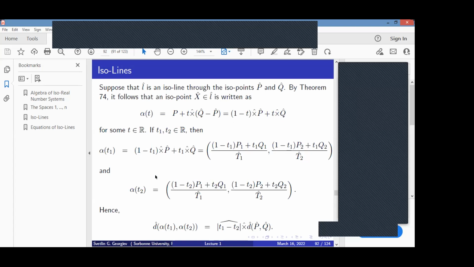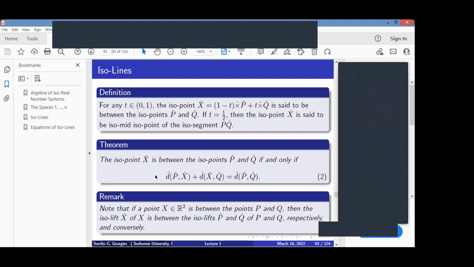Now we start to define the case and give a definition of when an iso point lies between two iso points \hat{P} and \hat{Q}. An iso point \hat{X} lies between two iso points \hat{P} and \hat{Q} if we have the following expression of the iso point \hat{X}, the following isolinear isocombination between \hat{P} and \hat{Q}.